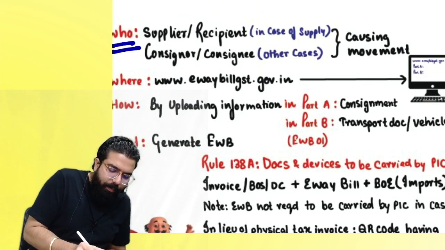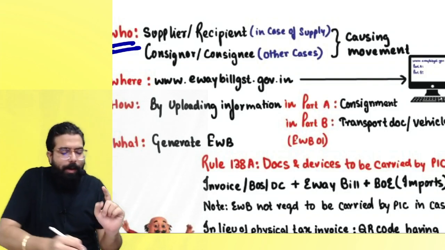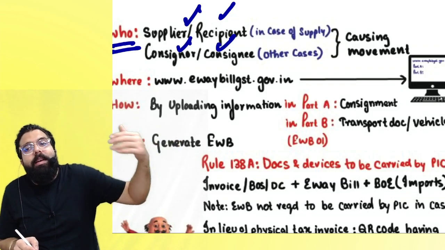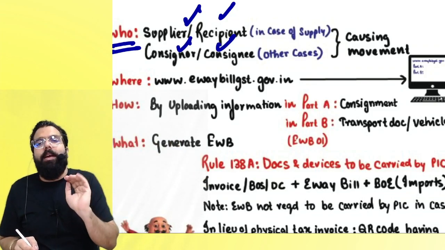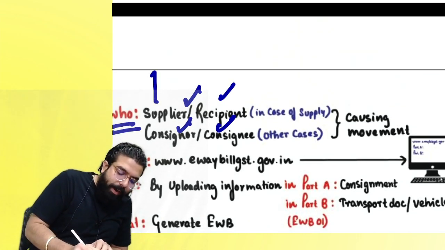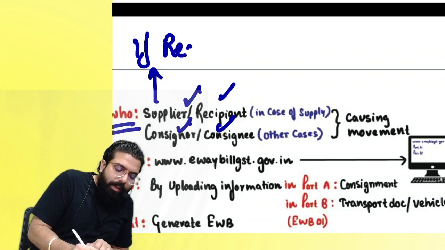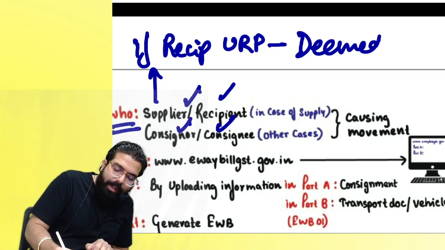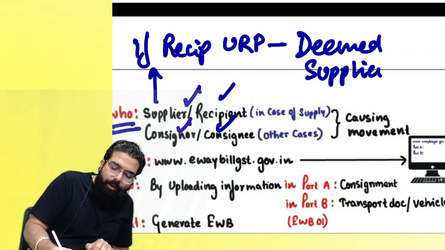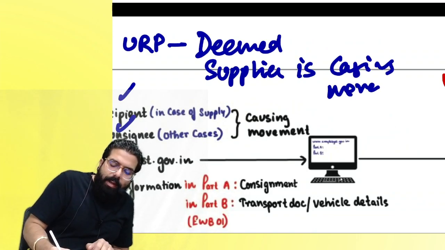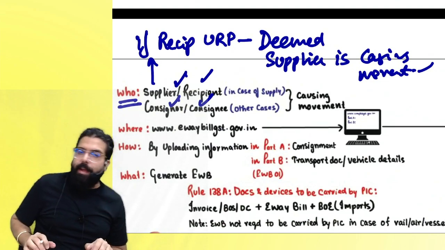Right, everyone? Number one, who is required to generate an e-way bill? Always remember one thing: supplier, recipient, consigner, or consignee. Whoever is causing the movement will go ahead and generate the e-way bill. Are we clear? Remember always, if the recipient is an unregistered person, then it is always deemed that the supplier is causing the movement. Do you remember, everyone? Supplier is causing movement if the recipient is unregistered. Can I go ahead, everyone?